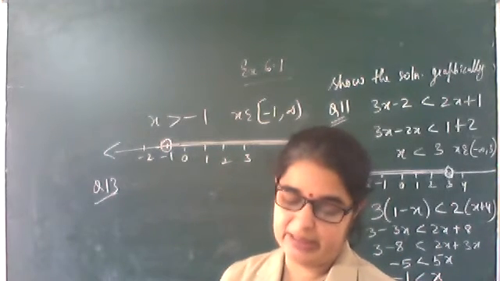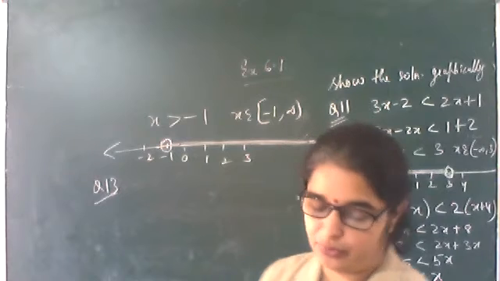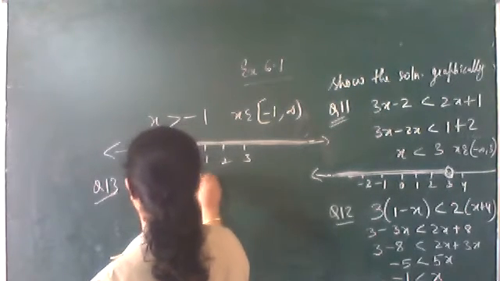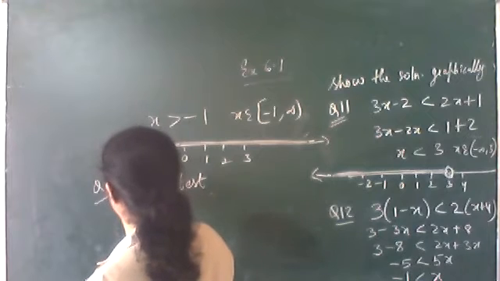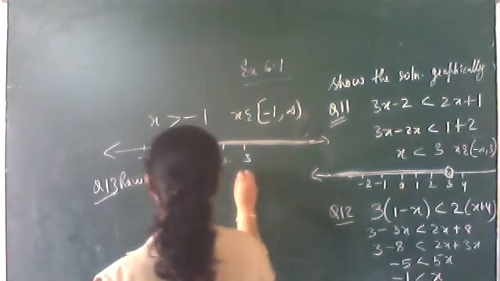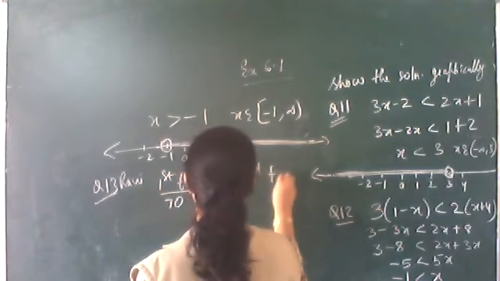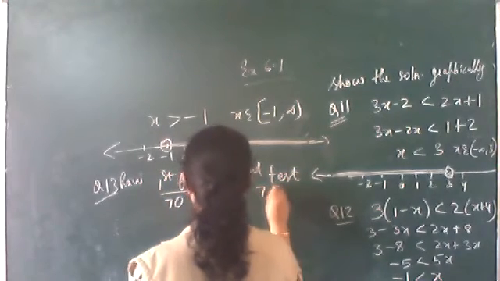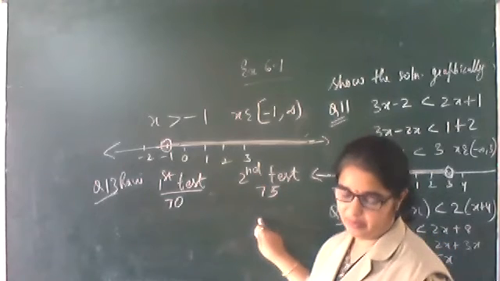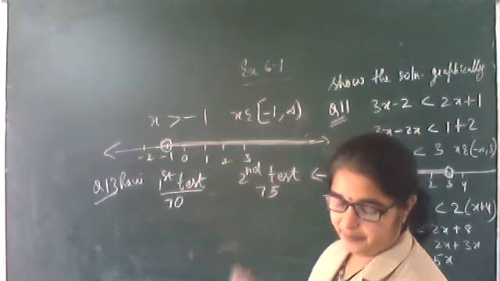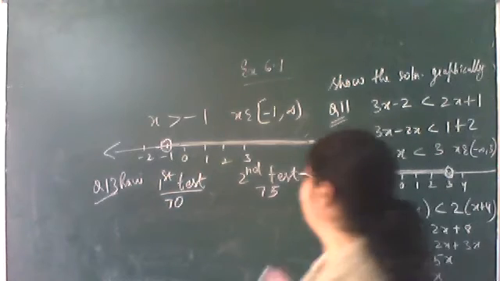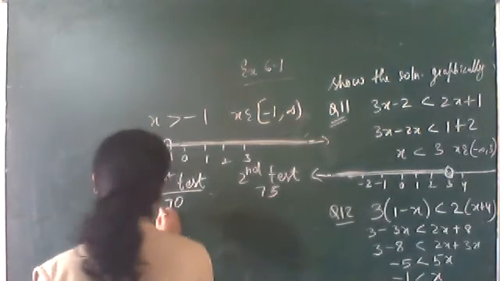Ravi obtained 70 and 75 marks in the first 2 unit tests. Means in the first test Ravi scored 70 marks, and in the second test he scored 75 marks. Clear? In the first 2 unit tests. Find the minimum marks he should get in the third test. So they are asking what he needs to get in the third test.